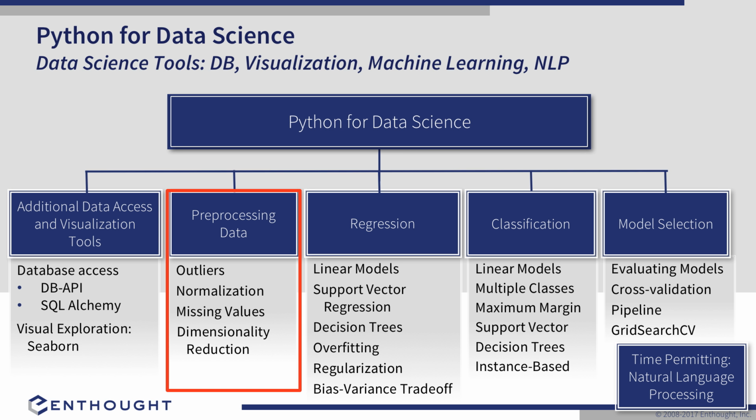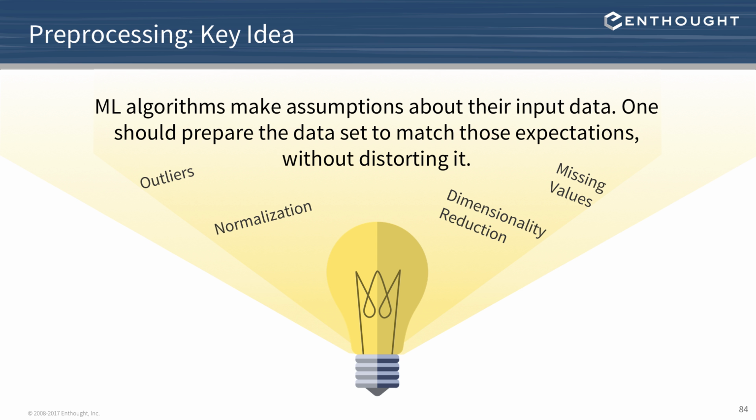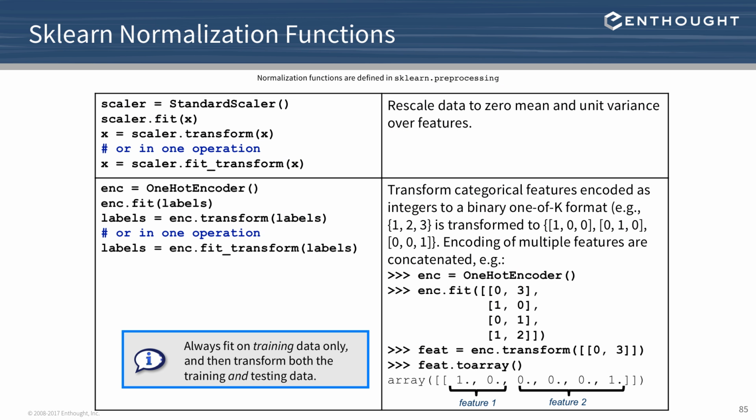Okay, so then we get into pre-processing, and so the key here is that machine learning algorithms make assumptions about their data, right? And you need to prepare the data so that it matches them without distorting it. So the topics we cover are outliers, normalizing your data, missing values, and then dimensionality reduction. And we introduce some of the art of making choices around that and understanding what the problem is and how the tools help solve it, while we also are introducing the tools themselves.